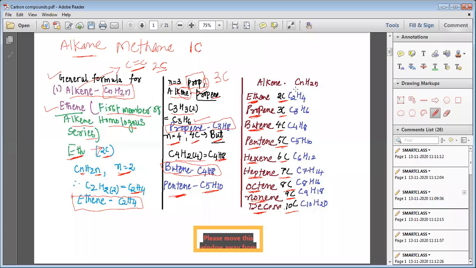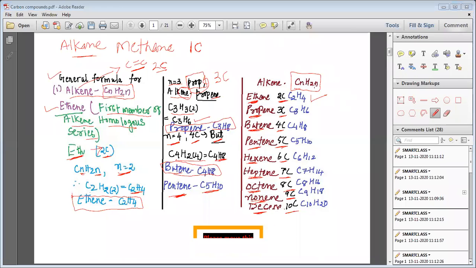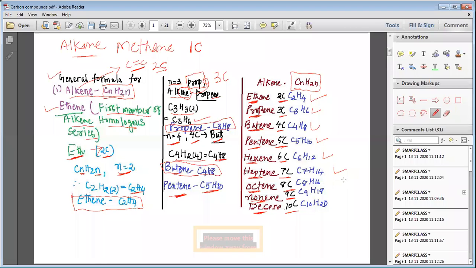Now, according to the general formula CnH2n, for ethene it is C2H4. For propene, we have C3H6. For butene, we have C4H8. For pentene, we have C5H10. For hexene, we have C6H12. For heptene, we have C7H14. For octene, we have C8H16. For nonene, we have C9H18. And for decene, we have C10H20.